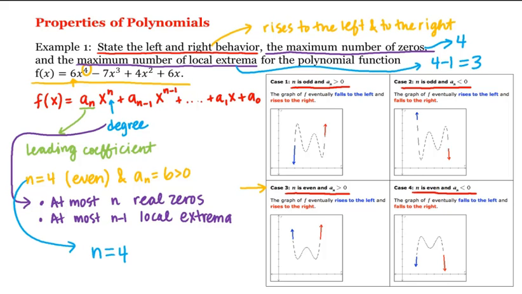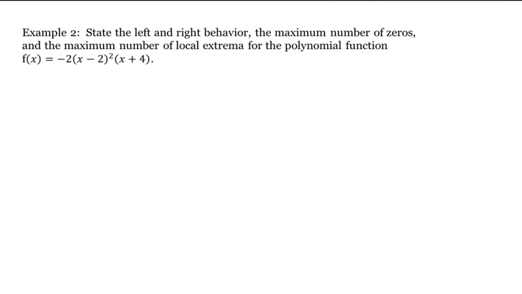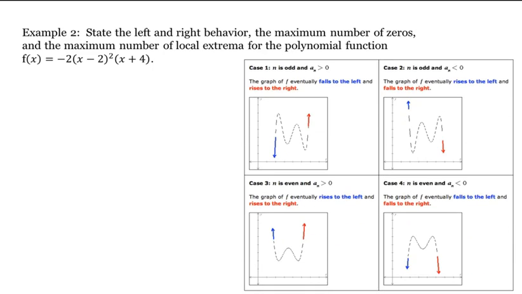All right, let's look at one more. Let's state the left and right behavior of this polynomial here, as well as find the maximum number of zeros and the maximum number of local extrema. All right, let's start again with the left and right behavior. Which of these four cases are we in? Well, what is the degree and the leading coefficient of our polynomial here?